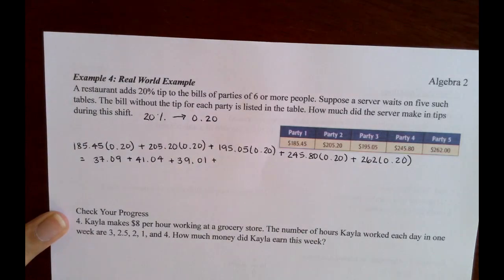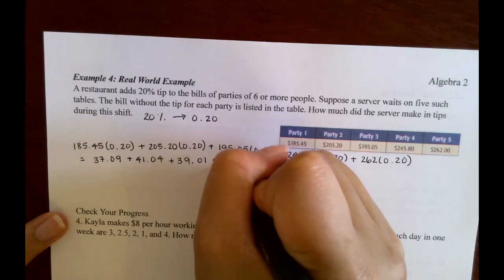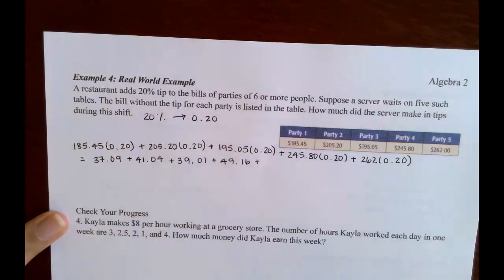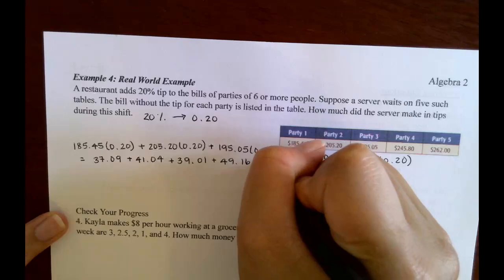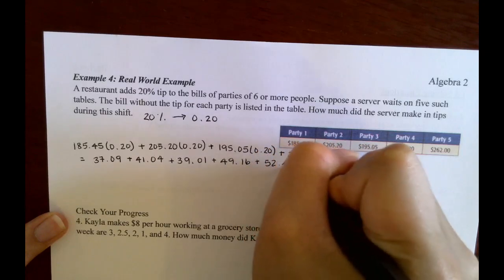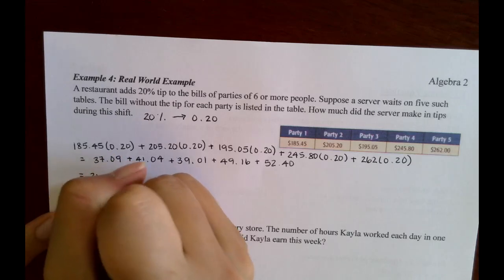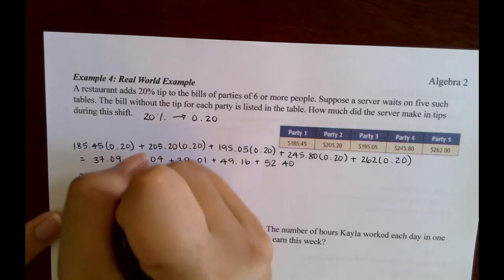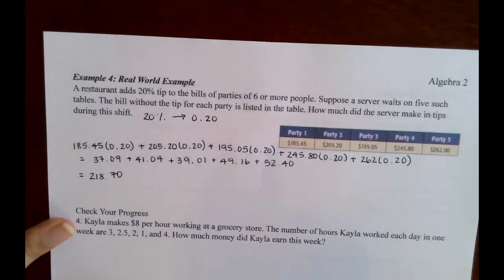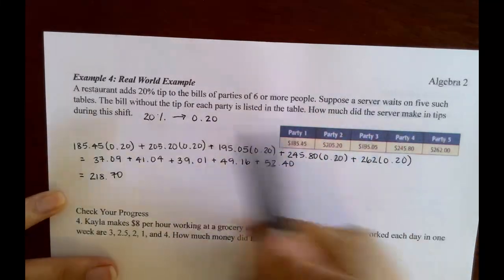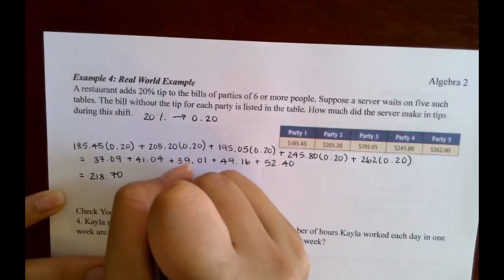Okay. Then the next one here is 0.2 times my 245, that's 49. Then my last one, my 262 times 20% is 52.40. Okay. Then I'm going to add them all up and it becomes 218.70. Okay. And so how much did the server make in tips during the shift?